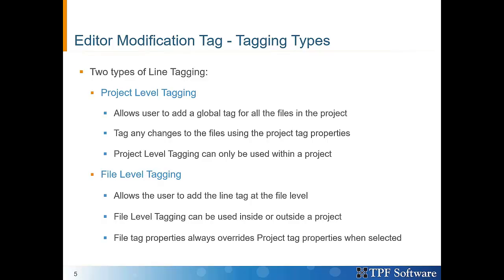The file level tagging allows the user to add the line tag at the file level. It can be used inside or outside a project. So if you have a project open and you need to do a file level tagging on a specific file in that project, that can be done. And any file that's open outside of a project is automatically set to the file level tagging. As such, the file tag always will override the project tag properties when it's selected or used.